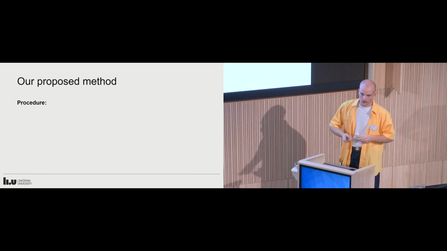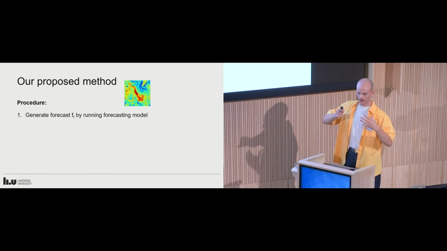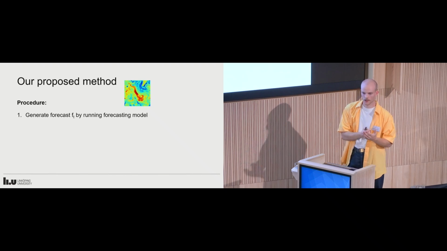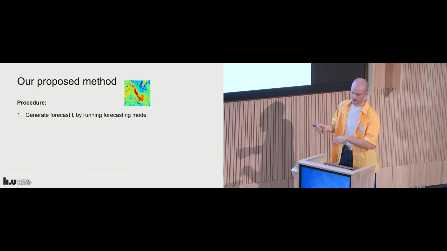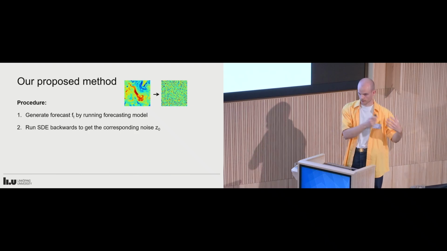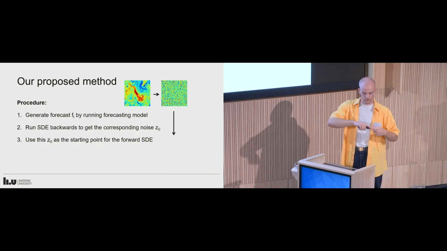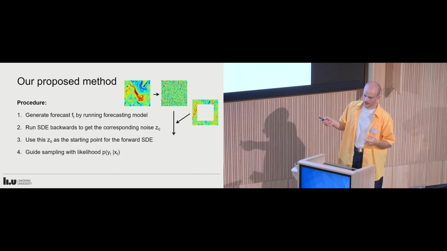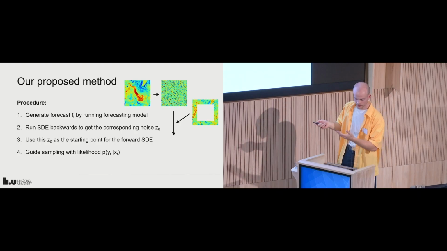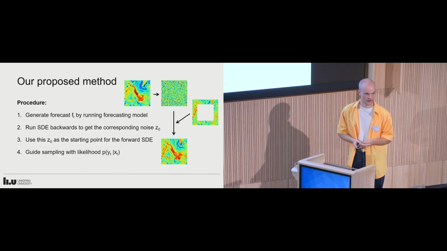And so the way we propose to use this is we start by generating our forecast from running our favorite forecasting model. And this can be a numerical one or an AI-based one. We then run the SDE backwards to get the corresponding noise for this forecast. And then we use this noise as a starting point for the forward SDE. And then we guide the sampling with this likelihood, and hopefully we end up with an approximate sample from this modified posterior here.